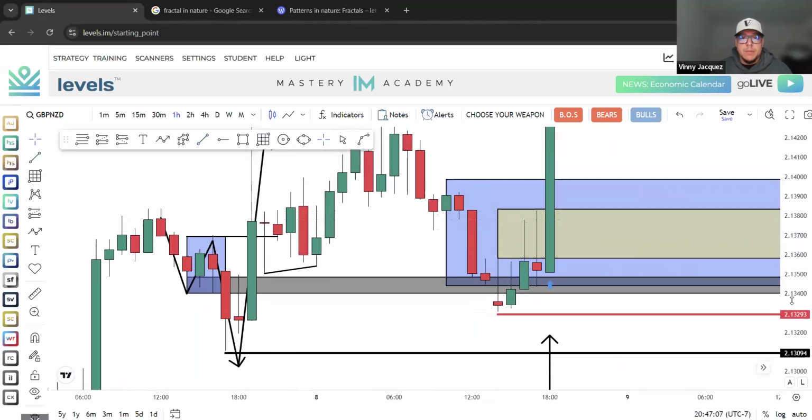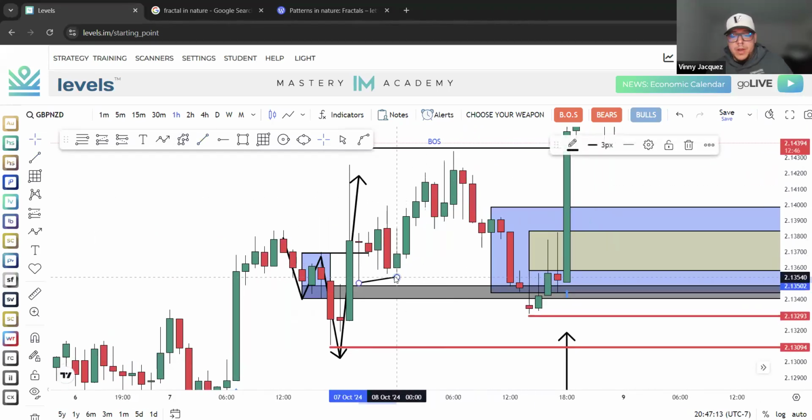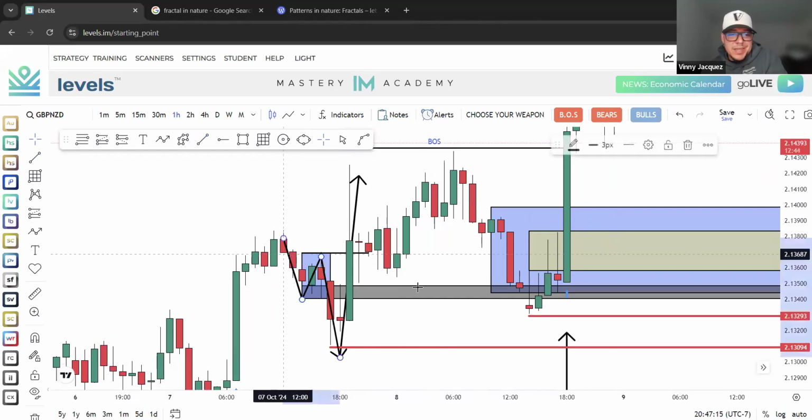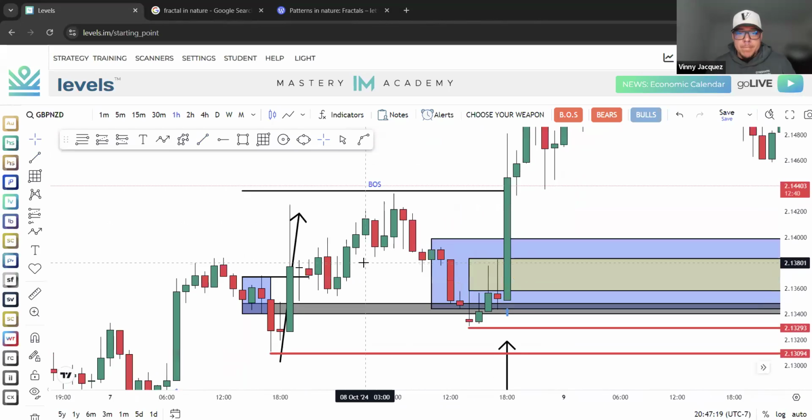Right now, as soon as the market comes back, look what happens. We could have taken that buy if you're focused on GBP NZD. I don't really know anybody who trades GBP NZD, but look at this structure, super, super clean. Does that make sense? Now we understand why the market was coming back there.